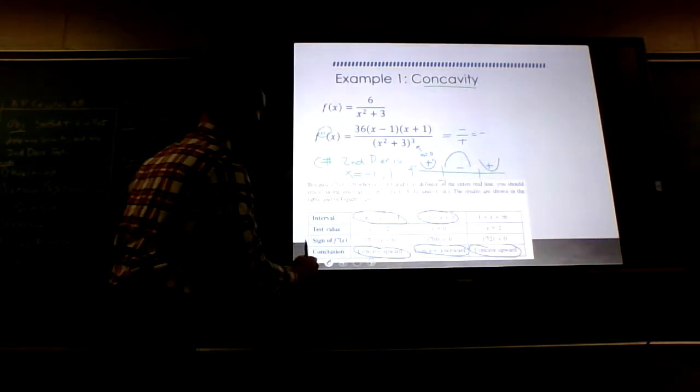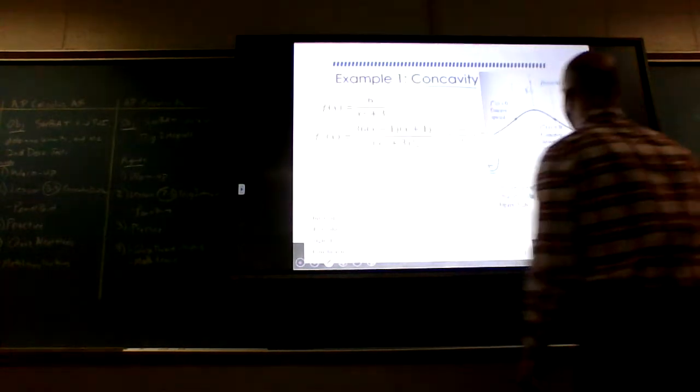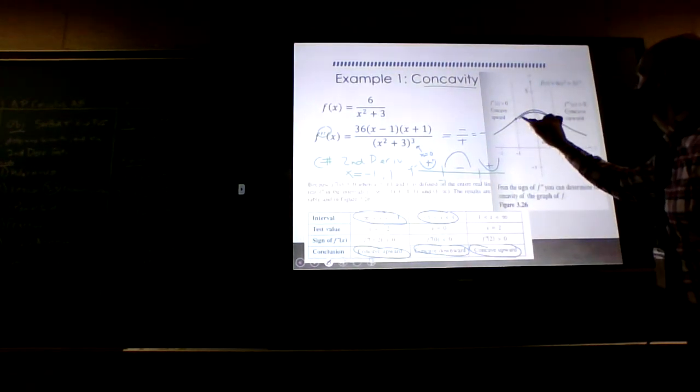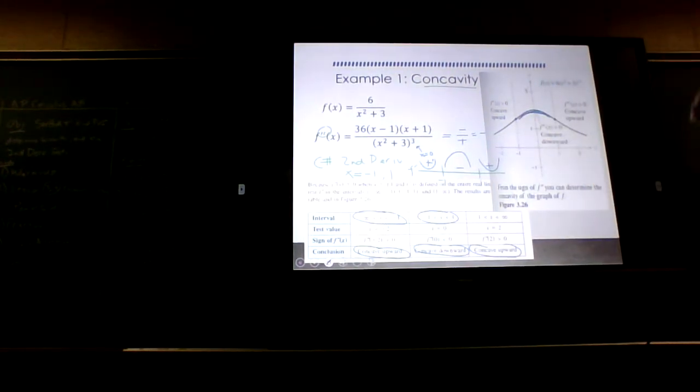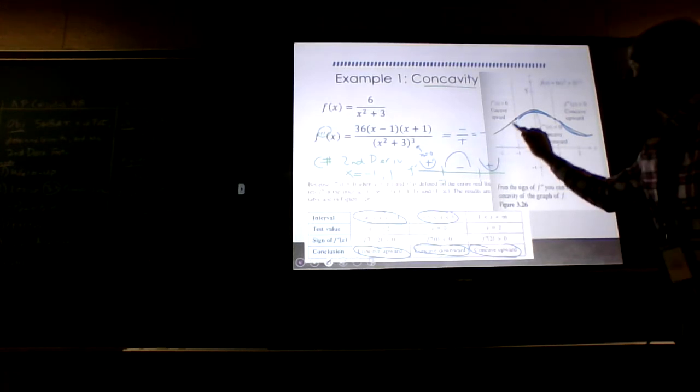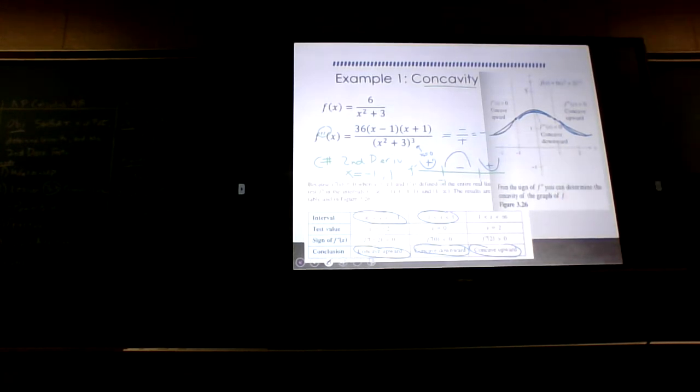In fact, here's the graph of the function. Guess what we call the concavity here? Concave down. Guess what the concavity is here, even though it's very slight looking? It's concave up there. And guess what the concavity is there? So this is an example where the function is concave up, concave down, and then concave up again. Okay?